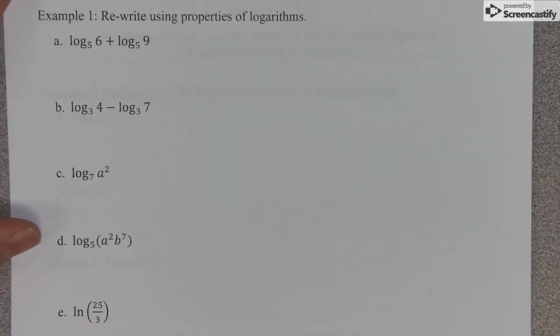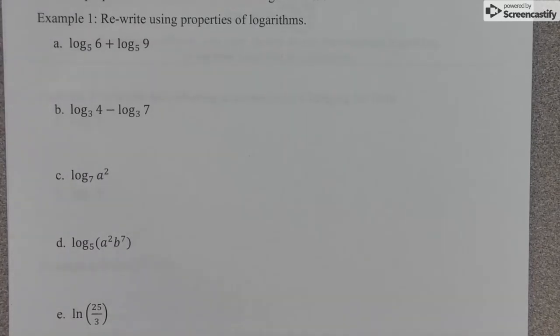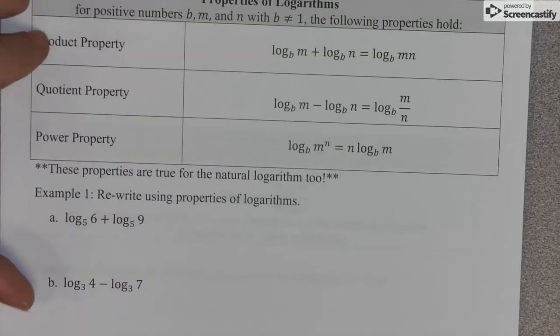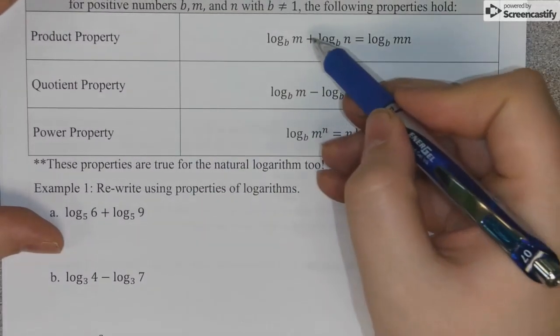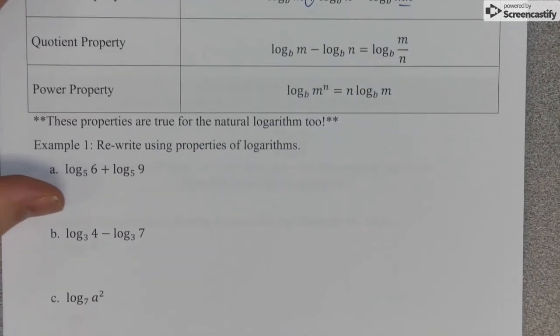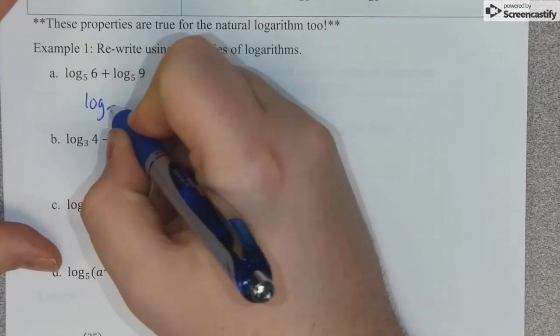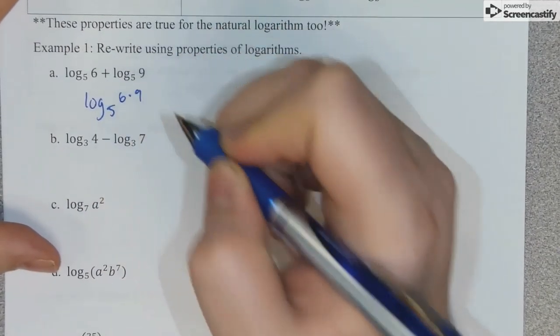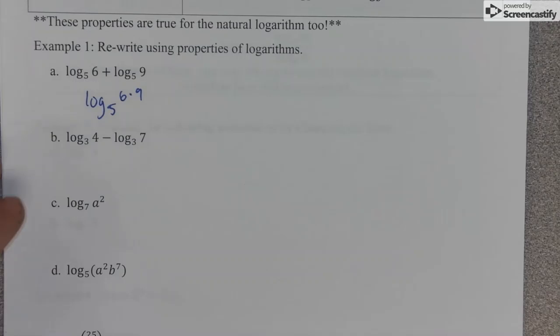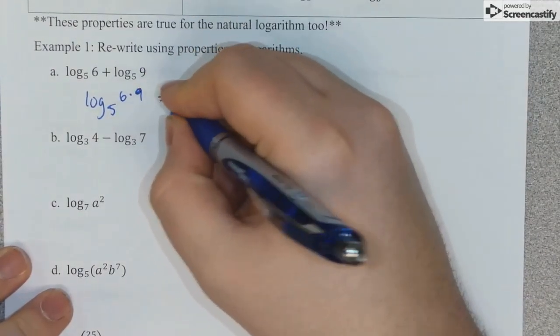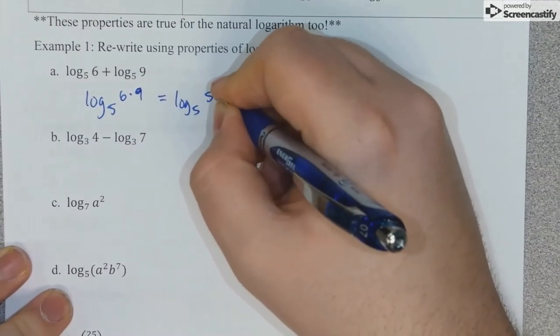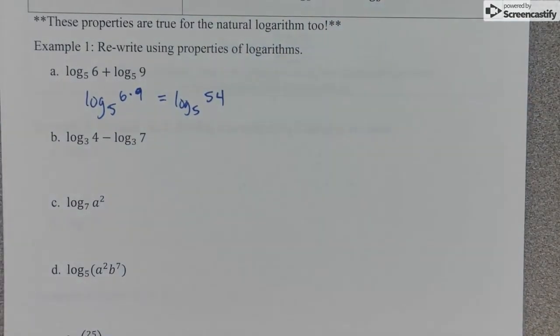So example 1 has a whole bunch of parts. Let's look at example 1a. They want us to rewrite using the properties of logarithms. So we have log base 5 of 6 plus log base 5 of 9. I see addition. So when there's addition, there's multiplication. So log base 5 of 6 plus log base 5 of 9 becomes log base 5 of 6 times 9. So this would be log base 5 of 54. 6 times 9 is 54.